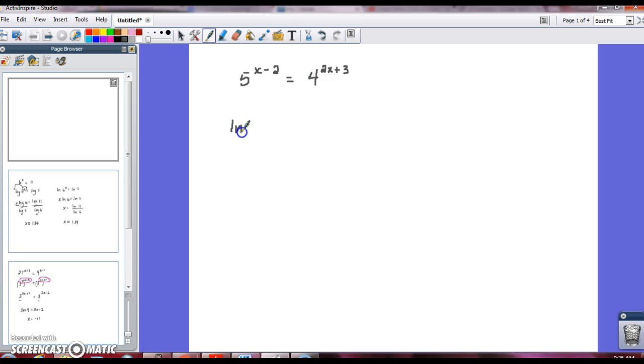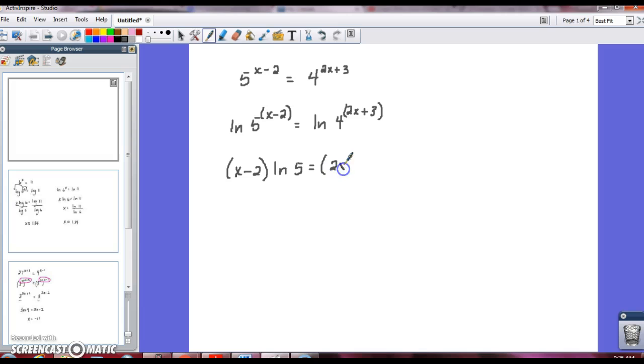I'll do ln this time. So I have ln of 5 to the x minus 2 is equal to ln of 4 to the 2x plus 3. Okay. Now, properties say that I can move this entire exponent out in front. You have to make sure that you use parentheses here, because if you don't, then you're not following order of operations.